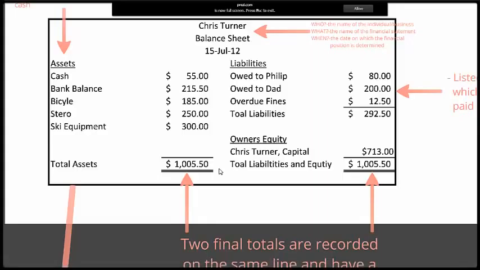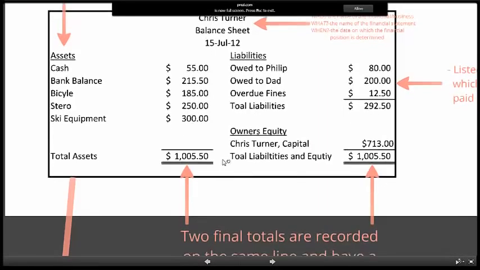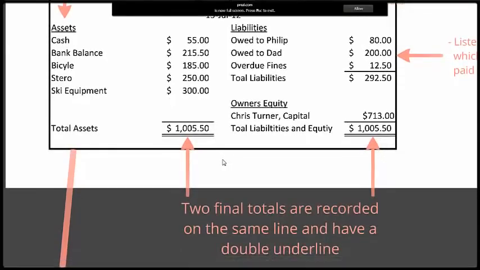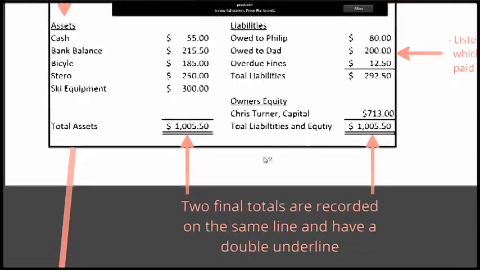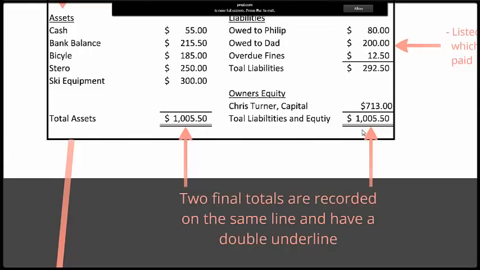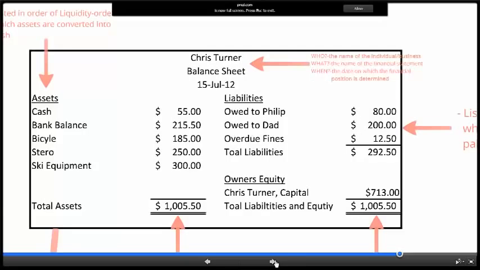Another thing that you should know when creating balance sheets is that once you have your final totals, you must double underline your final totals. That must be done. If it's not, then your balance sheet will be invalid.